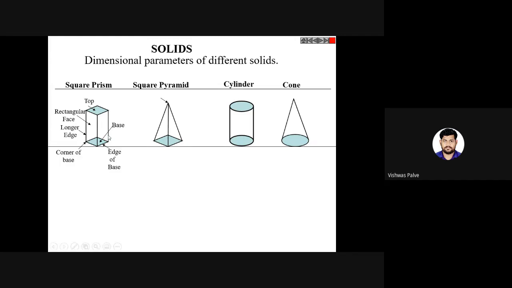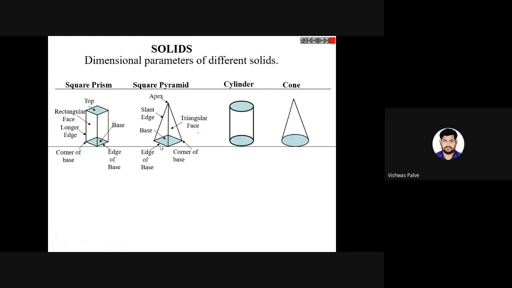The next object is the square pyramid. According to its base, for these objects, whether it is a square prism or a triangular prism, the features will remain the same. In case of a pyramid, it will have an apex. Instead of rectangular faces and a longer edge, it will have a slant edge. Then the base will be there, base edge, corner. And it will have a triangular face.